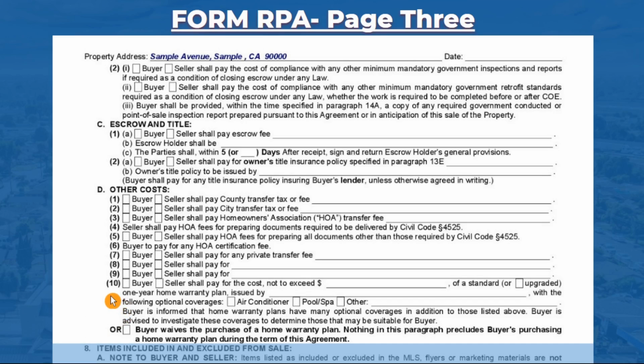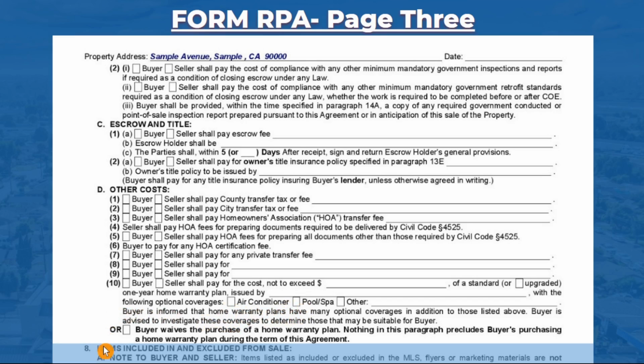Normally, in Section 10, a home warranty is requested that the seller pay for it, and in my market, the normal price is between $450 and $550 for an upgraded version, and that's what I suggest the buyer requests. The provider can be determined before the contract is written or after, depending on if the buyer knows who they want to use or not. But if the property has air conditioning or a pool, then we definitely want to include those here.